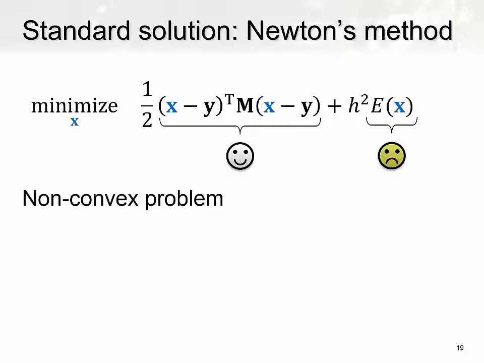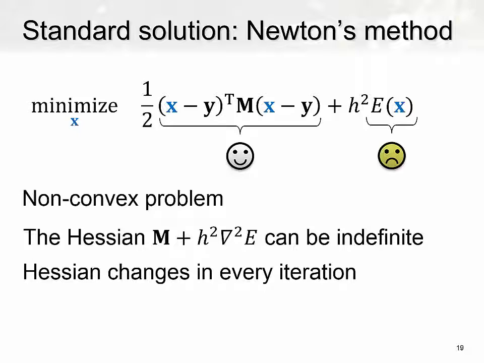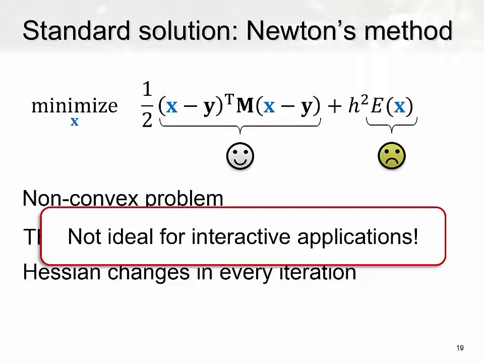The non-convexity implies that the Hessian can be indefinite, which is a problem we have to address somehow, for example by regularization or some other semi-definiteness fixes. And to make things worse, we have to consider this over and over every iteration, because every iteration we get a new linear system to solve. So in summary, Newton's method is a little bit too slow, not quite ideal for interactive applications.